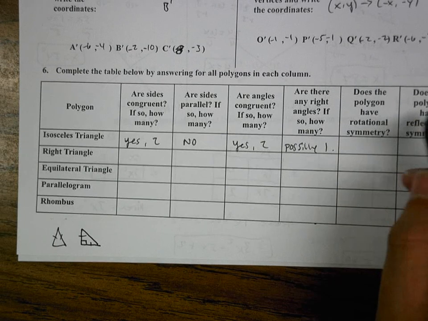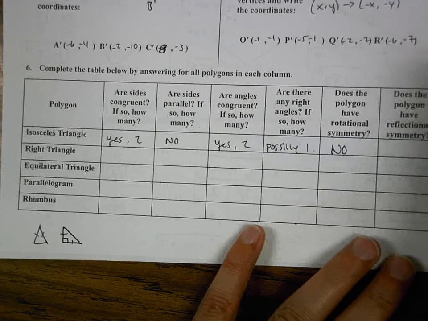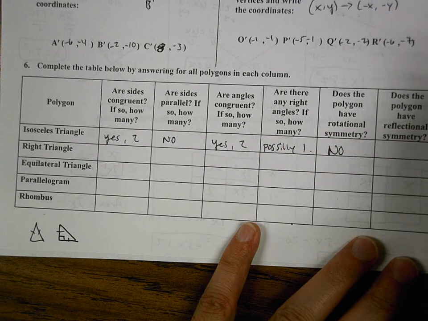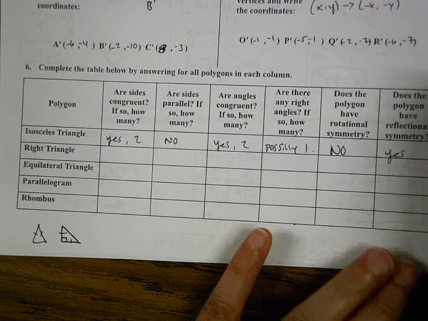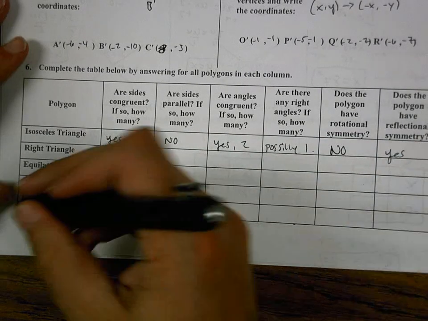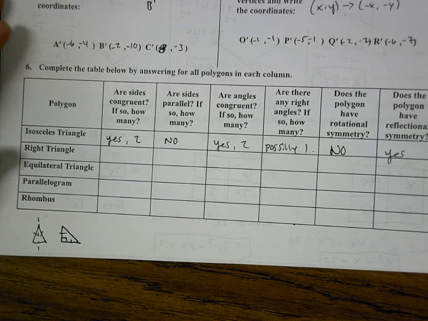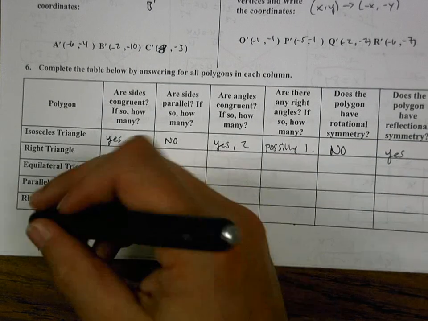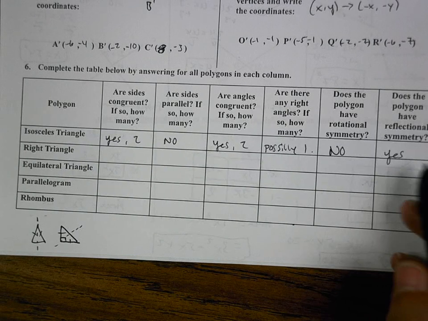Does it have rotational symmetry? No. Which means you can't rotate it and get the same shape back. However, it does have reflectional symmetry, because if you were to divide it down the middle of the point between the congruent sides, it could flip on top of itself. So yes, it does have reflectional symmetry.